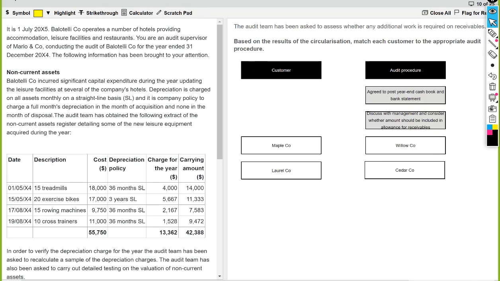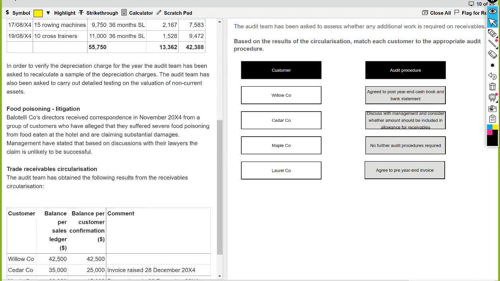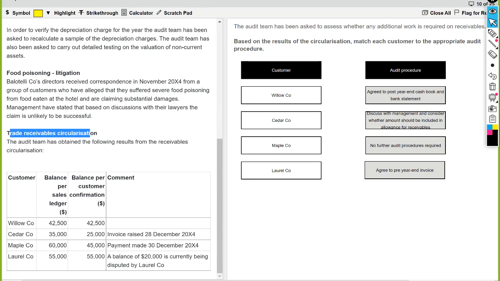Okay, let's pull it back. This question is an interesting one. The audit team member has asked if additional work is required on the receivable. So this is the table over here. Trade receivable circularization. The audit team has obtained the following results. Four customers, 1, 2, 3, 4. Balance as per sales ledger. The first one is the same.